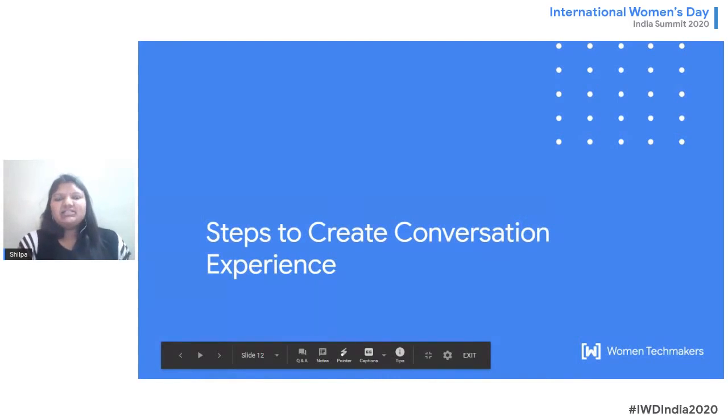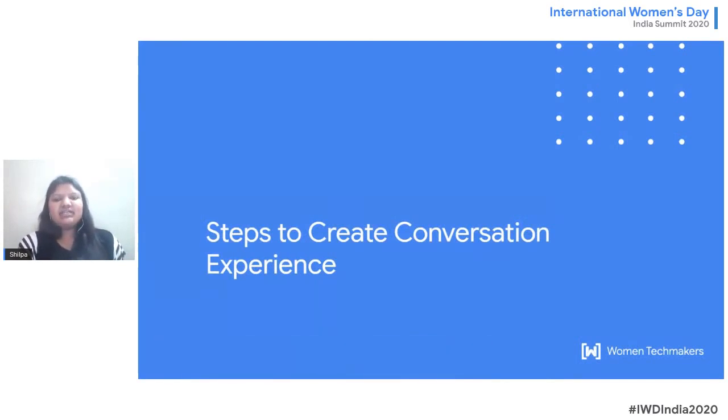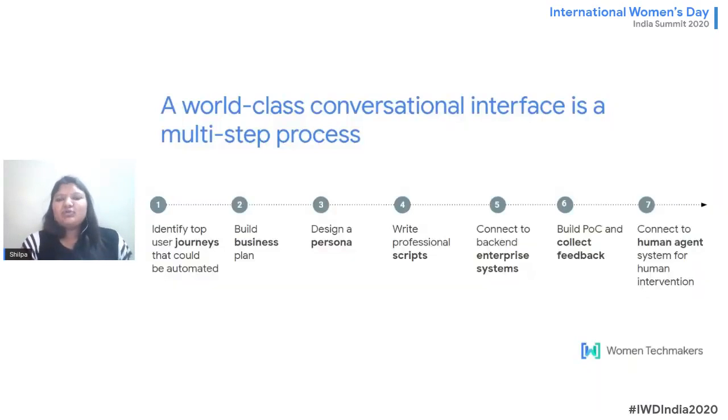So now I'll give you hands-on on how you can create a conversation experience with Dialogflow. If you want to build a world-class conversational interface, it is a very small but multi-step process. You just need to focus on it step by step. You start with identifying how you want to automate it, because it is always said that it is better to have a bot with a single functionality rather than a bot with many types of functionality, because that way your bot will respond in a very good format. So first identify top user journeys, meaning what you want to make your bot for.